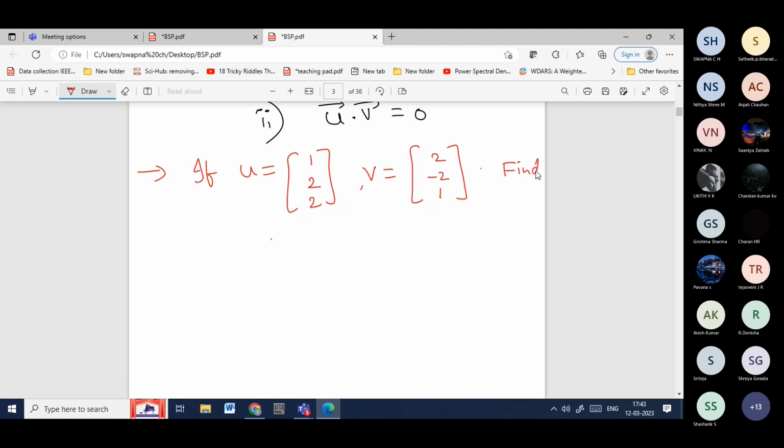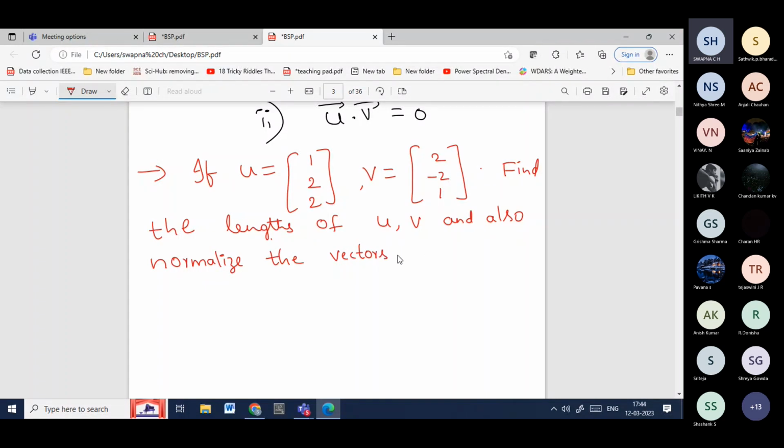Find the lengths of u, v, and also normalize the vectors such that the two vectors are orthonormal vectors.